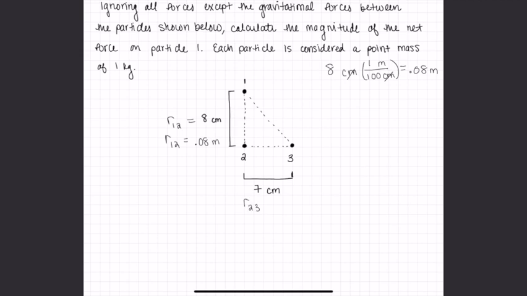For R23, let me write that up here first. I'll call R23 the name for that 7 centimeters. And then you would do the same conversion factor just to get that in meters. You should get 0.027 meters. And that's all I'm going to do for this. The only other thing I'm going to do at this moment is write out M1 equals M2, which equals M3, which equals 1 kilogram.